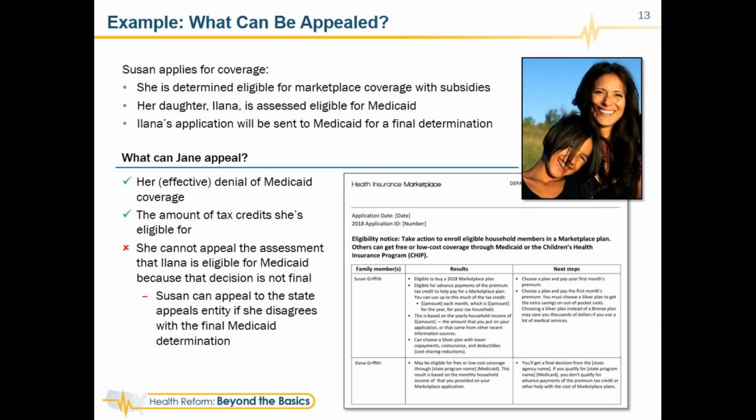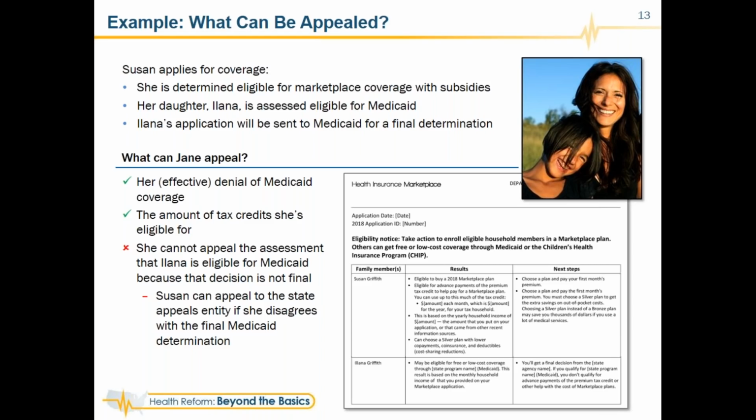So her daughter Alana is going to be sent for Medicaid for a final determination. What can Jane appeal? Well, Jane was determined eligible for marketplace coverage, and since we all know that if you get Medicaid or CHIP, you can't get marketplace coverage, effectively her eligibility determination saying she's eligible for APTCs means she's ineligible for Medicaid. So if she thinks that's a wrong determination and she actually should be eligible for Medicaid, she can appeal that decision. Maybe, for example, she's pregnant and she thinks that because of her income and her household composition, she should have been in Medicaid instead of the marketplace. That would be something that she could actually appeal.